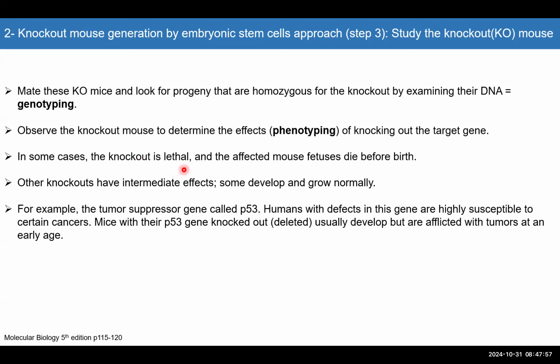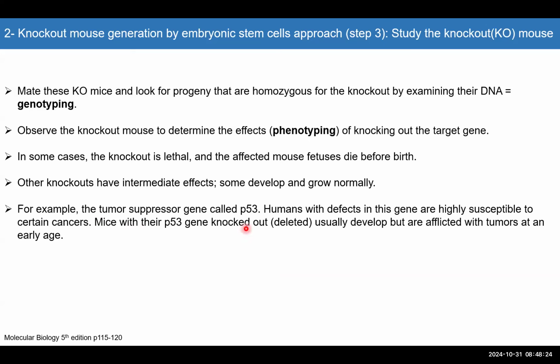Sometimes, as I said, the knockouts are lethal, and that's a limitation. We can't do much here. Sometimes the knockout doesn't give us the result we expected because maybe there is splicing happening. We remove exon number 2, but then the protein has another transcript with exon 1 and exon 4, and we still have the function.